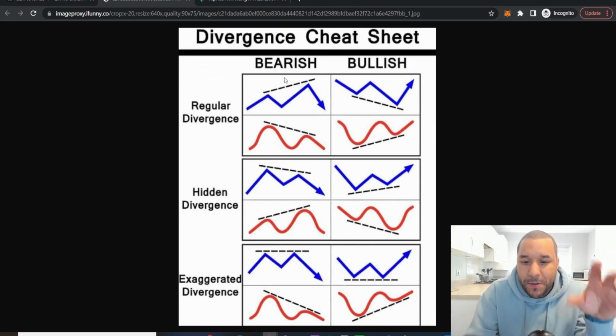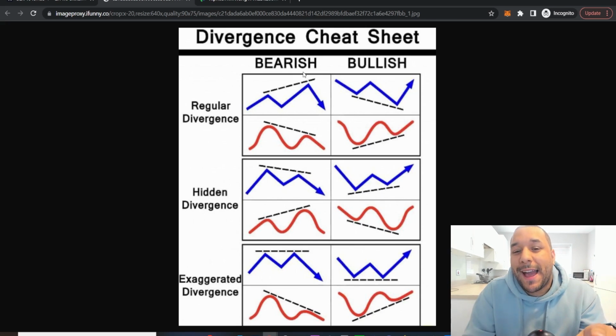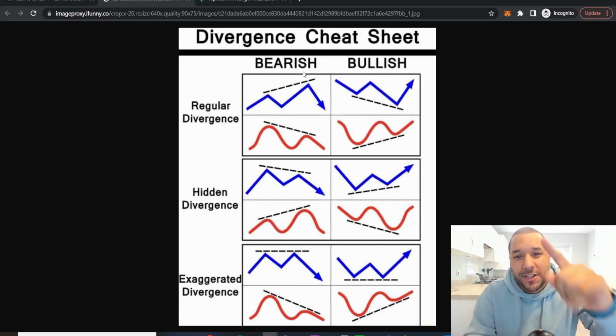Why am I showing you this? Because Bitcoin is in a divergence right now that I've seen on the weekly time frame, and I want to share it with you. At least I believe it's the weekly time frame. Anyway, so look at this.